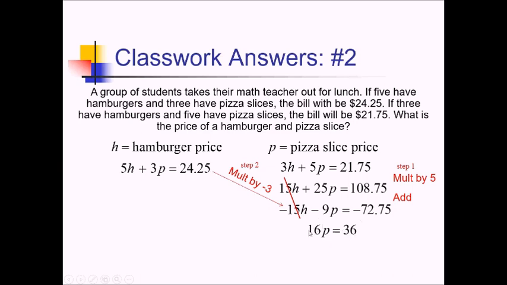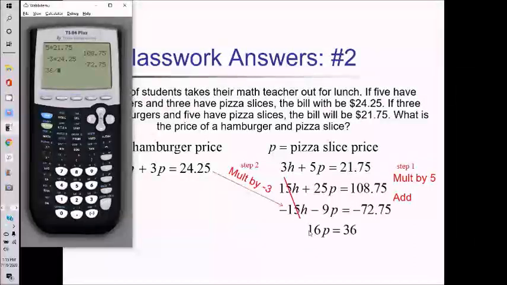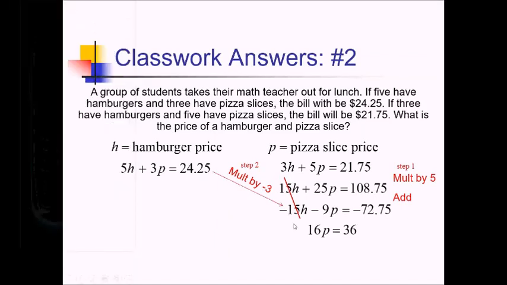At this point, though, we have to divide 36 by 16 to get P. So let me do that on the calculator, because we're going to end up with a decimal. So 36 divided by 16, that ends up being 2.25. So all of this is saying the slice of a pizza is $2.25, which seems reasonable.